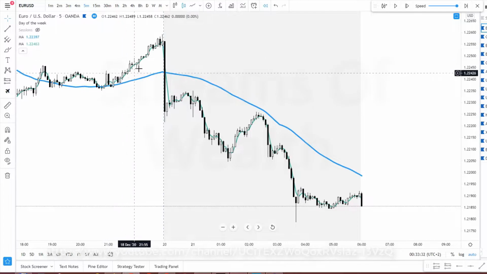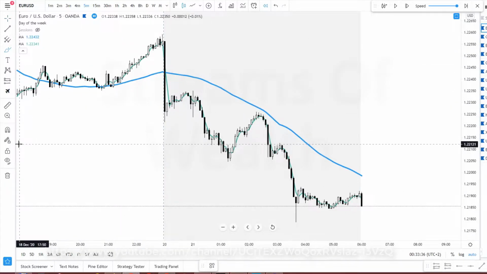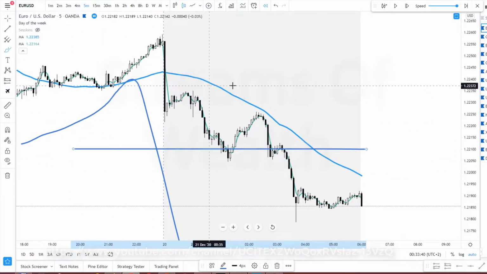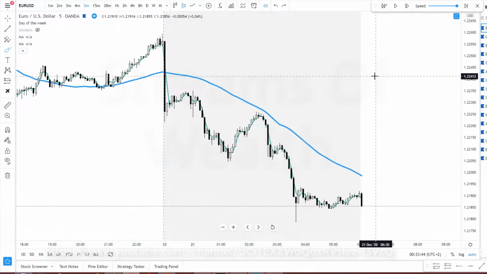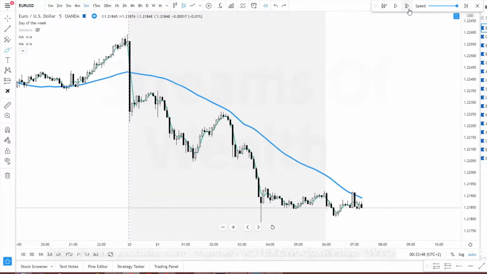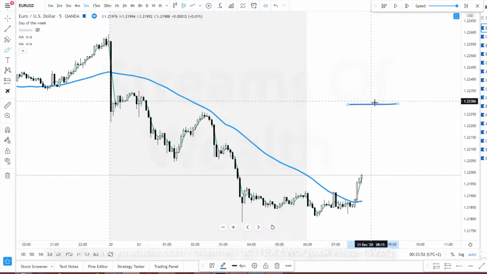I don't know what is going on, and this is exactly what you are looking for. See this strong move to the downside. It went up, and boom, a cross of this blue line. This is good. So let's wait, and let's wait for.